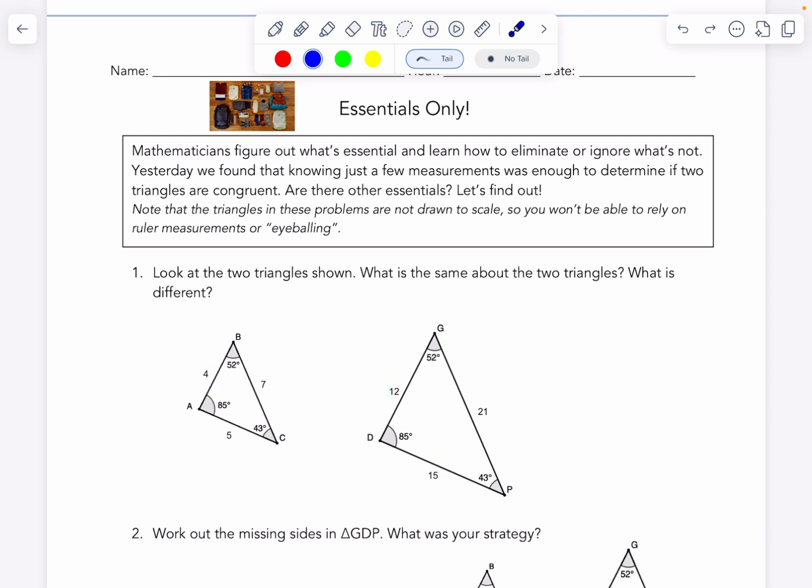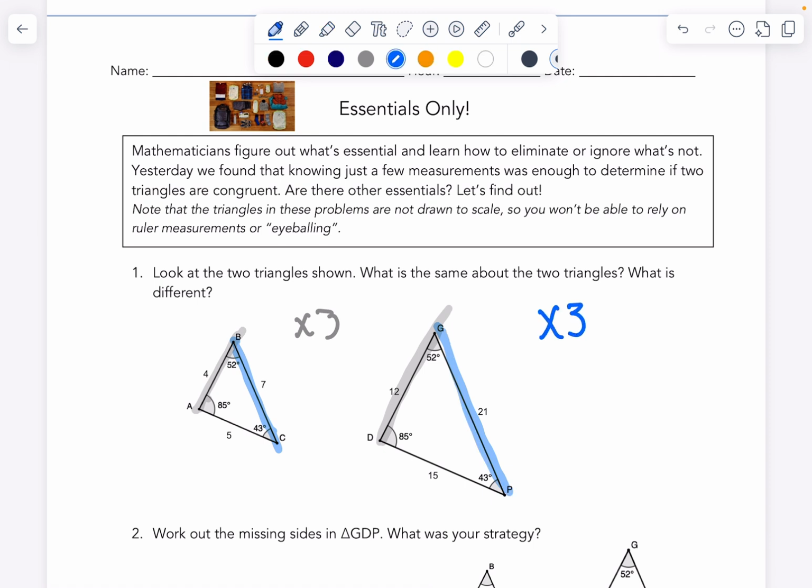But I do notice a weird relationship. This side right here and this side right here, how did I go from 4 to 12? I multiplied by 3. That's weird. What about this side right here and this side right here? They also multiplied by 3.